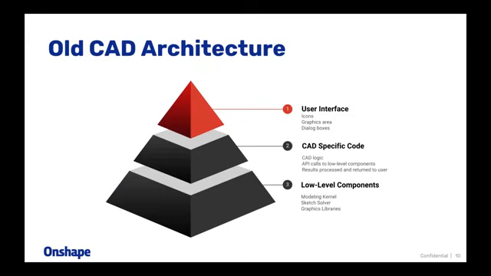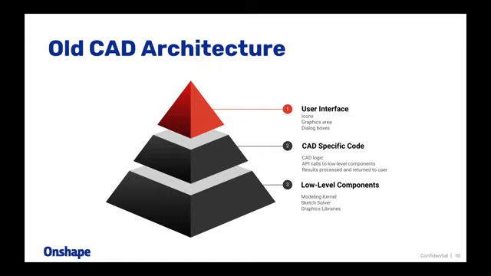So some CAD systems use the same kernel. Some CAD systems use different kernels, but the fundamental architecture is the same. They will have a core geometry engine at the core of the software that's powering everything. Then at the second level, they will have CAD specific code. So for example, SolidWorks and Solid Edge are based on Parasolid, but they both do things completely differently. So this will be the CAD specific code.